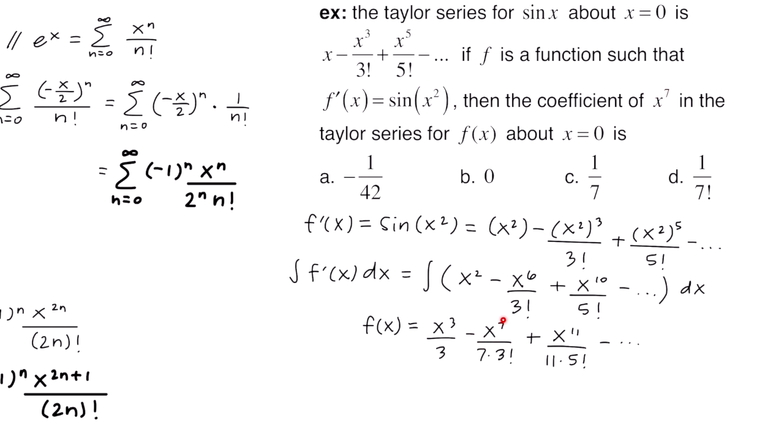Here's the x to the 7th term, and again, we just want the coefficient, which is going to be -1 over 7 times 3 factorial. So the coefficient is -1 over 7 times 3 factorial, and again, 3 factorial is 3 times 2 times 1, or 6. So we get -1 over 42. So our final answer is A.